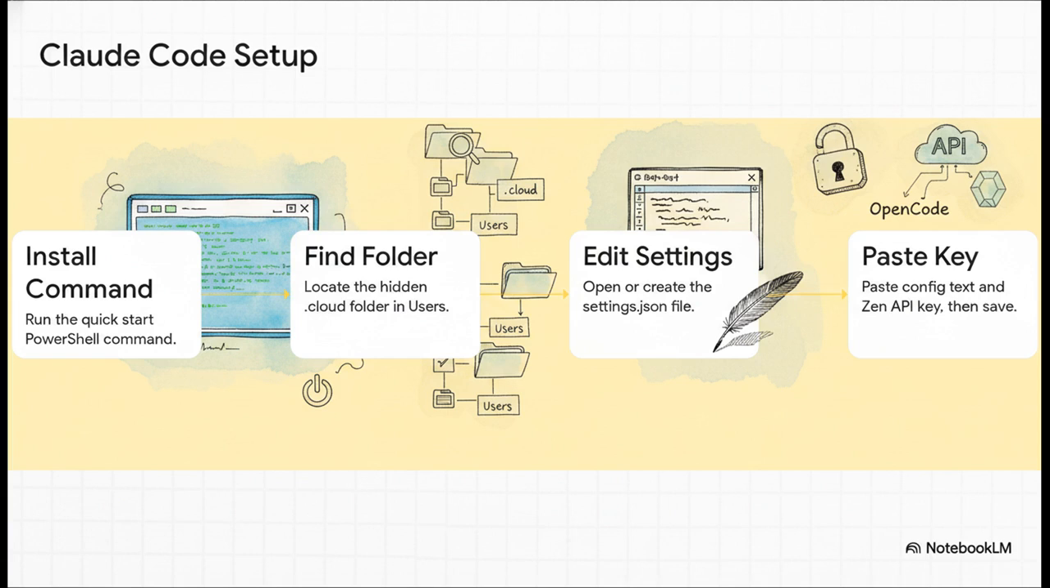Next, you need to find a specific folder on your computer. Head to your C drive, then Users, then your specific username, and look for a folder named .claude. Inside there, you'll open a file called settings.json. If it isn't there, no worries, just create it. Open it up in a basic text editor, like Notepad. Paste in the configuration text, which links the framework to OpenCode, and insert that Zen API key you secured earlier. Save the file, and you are fully integrated.